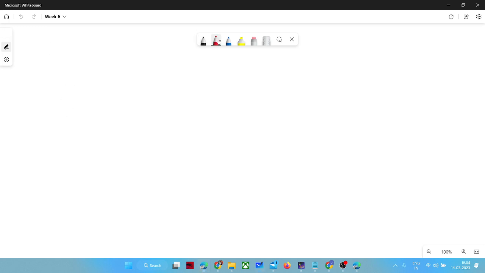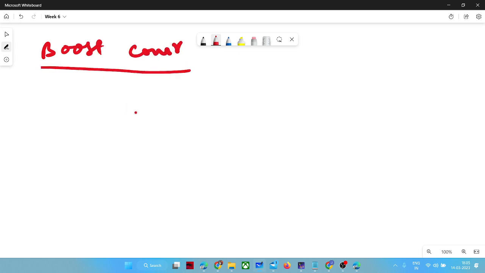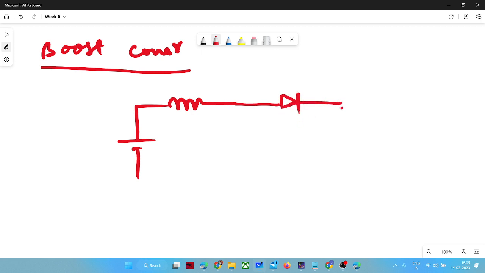As you might have seen the circuits, just for the revision's sake. In buck converter, the average inductor current was the average output current. Okay, in boost converter, that scenario will be changed, and here the average inductor current will be your average input current.